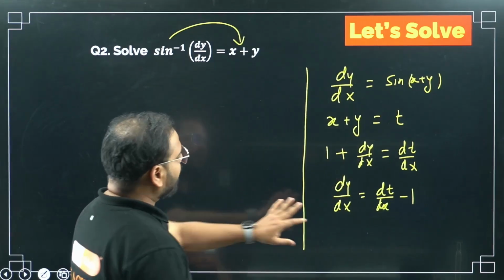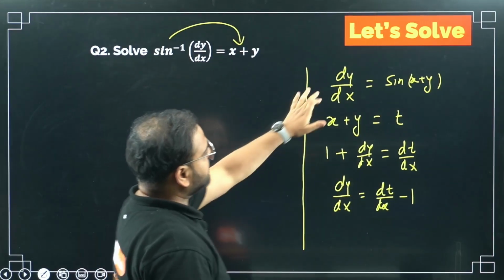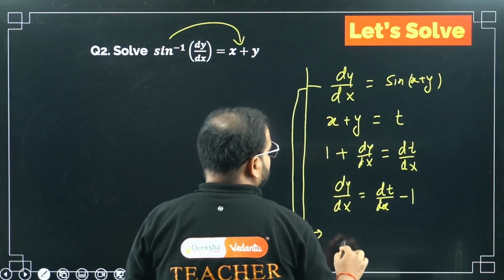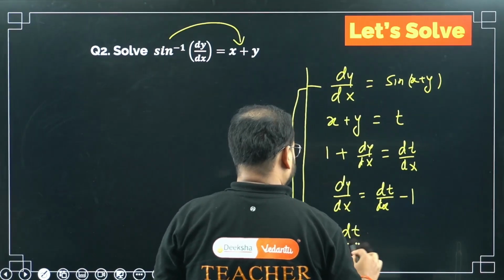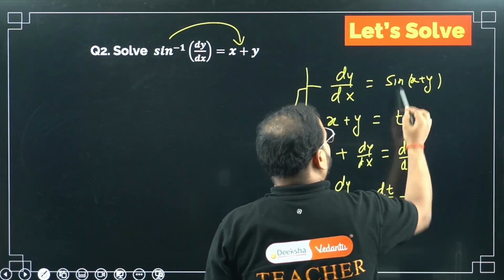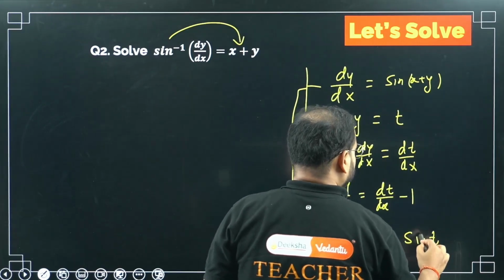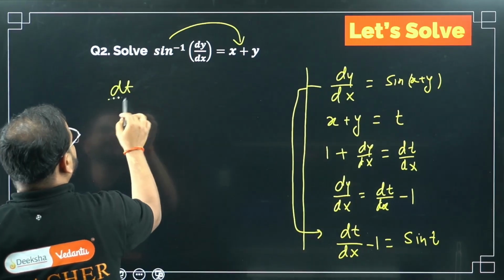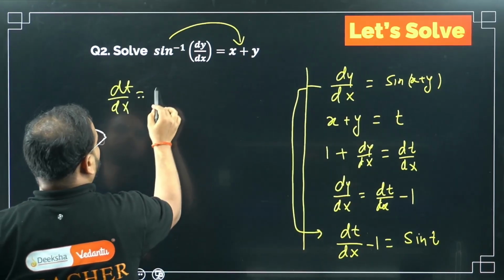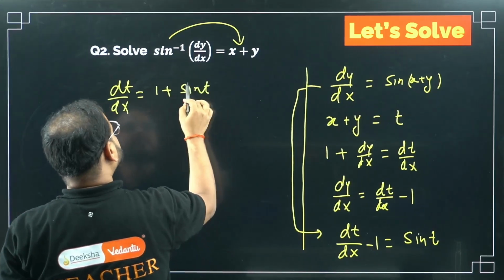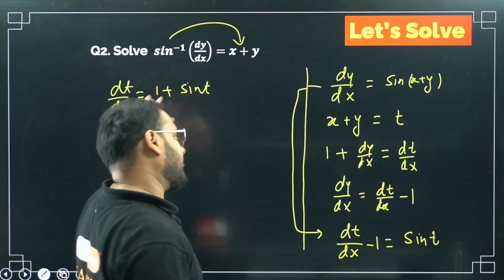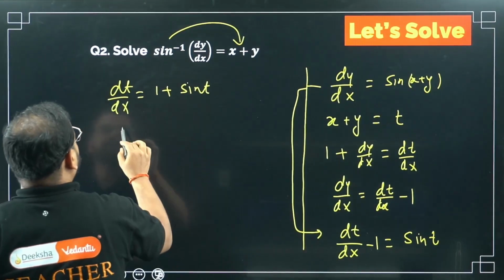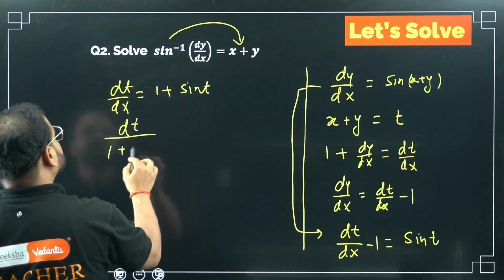Now I'm going to put all of these values in my differential equation. So dy by dx will become dt by dx minus 1, and this will become sin t. Yes or no? Now bring 1 on that side. I'll have dt by dx equals 1 plus sin t. Sir, you said dt will always be in the numerator. Yes, it will always be in the numerator. Please use the variable separable method. So I'm going to write it over here as dt upon 1 plus sin t.